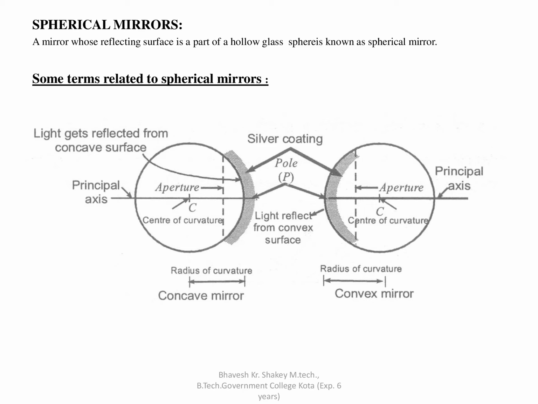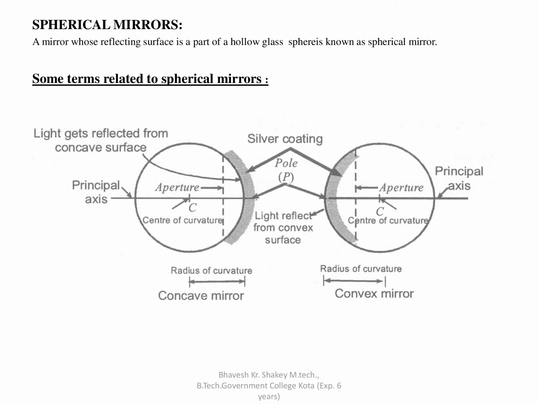Hello dear student, in this slide we will study the spherical mirror and the various terms which are related to the spherical mirror. So first we define a spherical mirror. A mirror whose reflecting surface is a part of a hollow glass sphere is known as a spherical mirror. Now there is a diagram in which the various terms related to a spherical mirror are shown. We will study the various terms one by one.